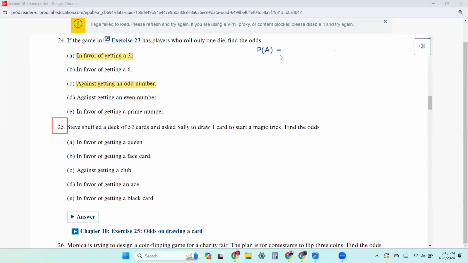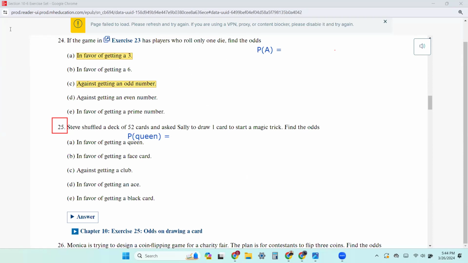Anyway, so the probability of A is going to be finding out for each one of these what the probability is. And so we got a 52 card deck. Sally's going to draw one. And in order to find the odds, we really need to have the probability first. In other words, we got to have the probability of the queen to do that first one. And that's the equivalent of probability of A.